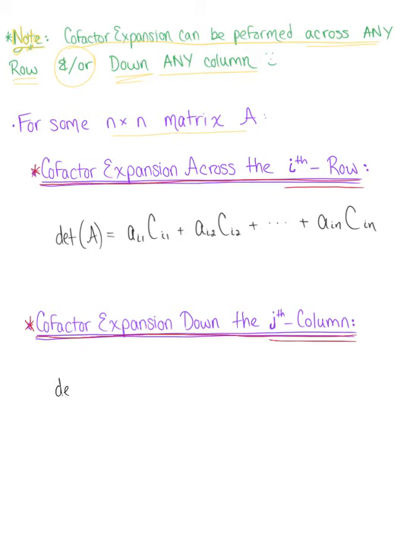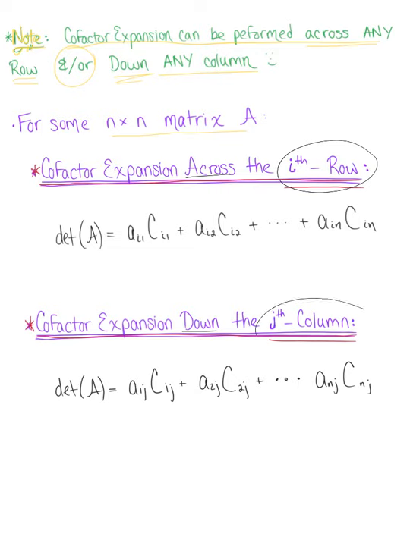And in this case, we can write the determinant of A as the entry in the first row jth column times the corresponding cofactor plus the entry in the second row jth column times the corresponding cofactor. And we continue all the way until we get to the entry in the nth row jth column times the corresponding cofactor. And again, we love this method because it gives us the option to either expand across a row if we want, or expand down a column if we want.